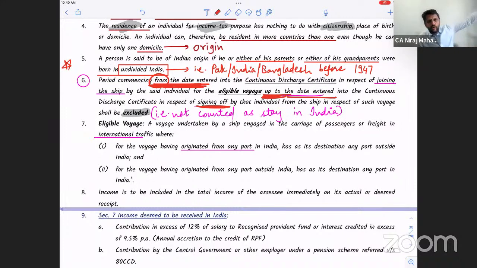So if you were born in Lahore or Dhaka or even Delhi before 1947, we will say you were born in undivided India. Correct here? So if the person himself or their parents or their grandparents were born in undivided India, the person will be said to be a person of Indian origin. Understood? Clear?